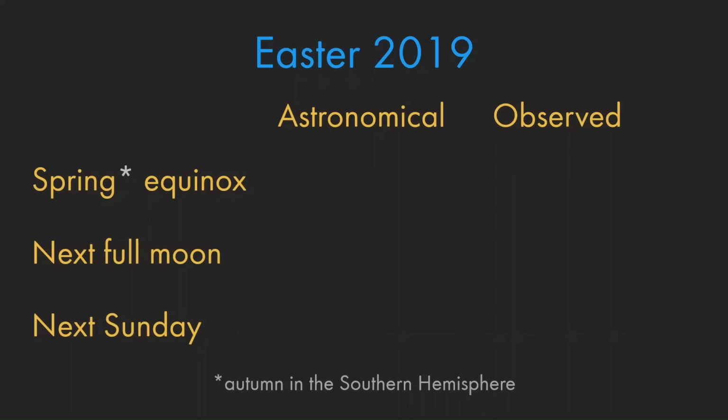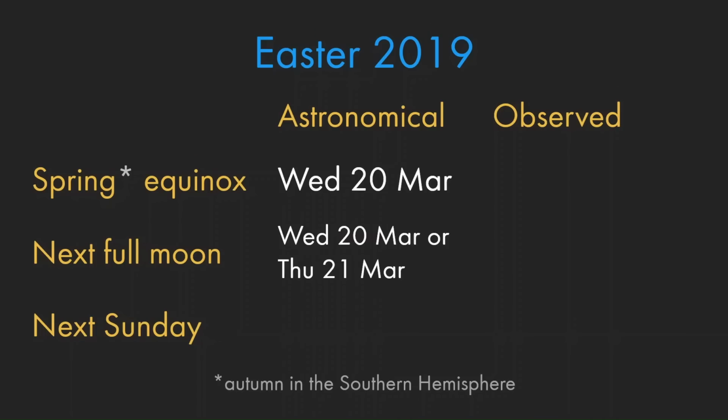So with all that in mind, we can now ask, what happened in 2019? Well, going by astronomical observations, the equinox fell on the 20th of March, and the full moon fell on either the 20th or the 21st, depending on your exact location on the Earth. The 20th of March was a Wednesday, so Easter should have fallen on Sunday the 24th.